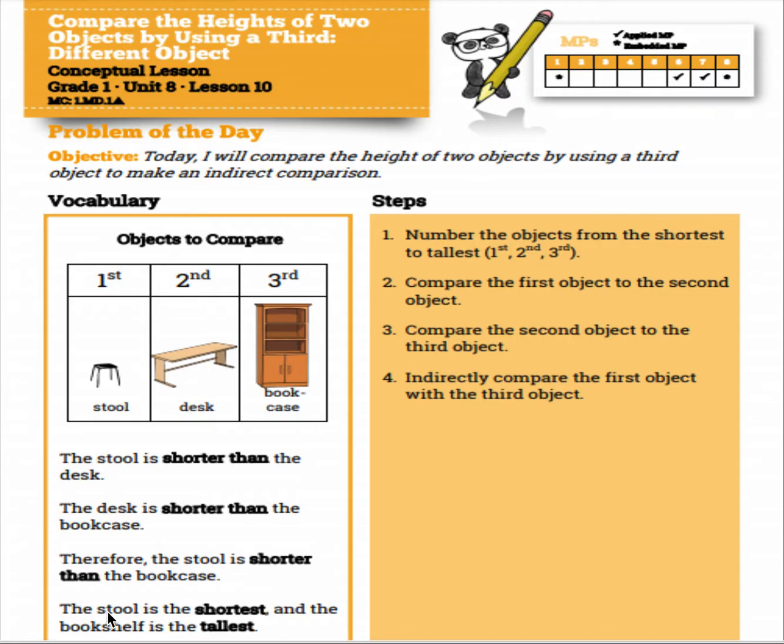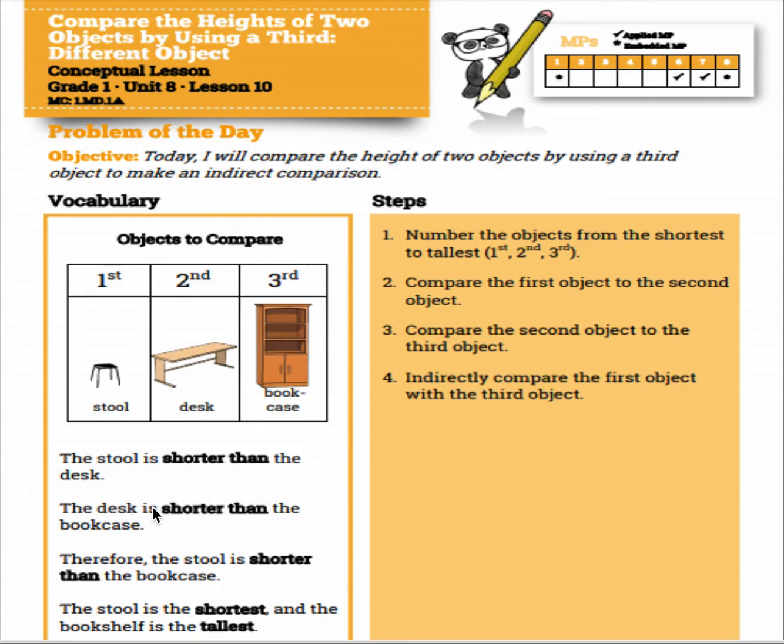Let's look at this right here. It says objects to compare. We have a stool, a desk, and a bookcase. See how they ordered that from shortest to tallest? Then, do you see the bold text? That is what we are comparing. The stool is shorter than the desk. We are comparing the stool, the first object, and the desk, the second object.